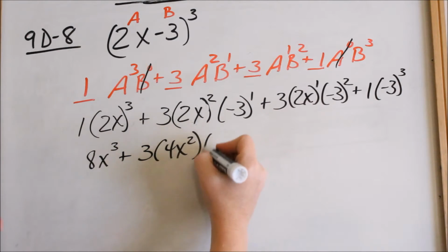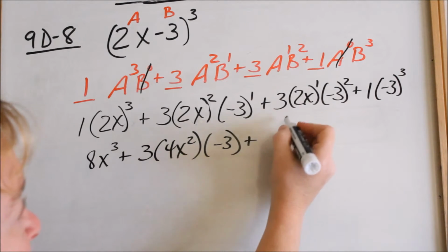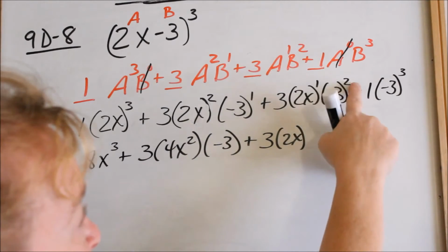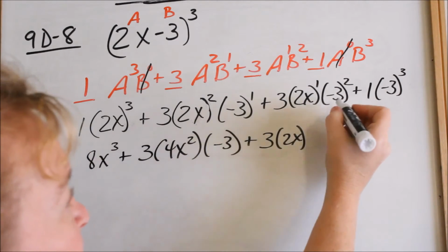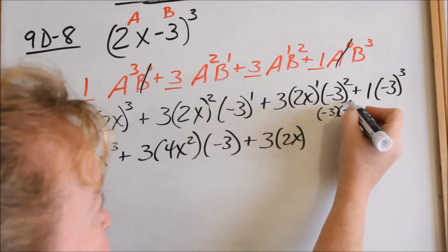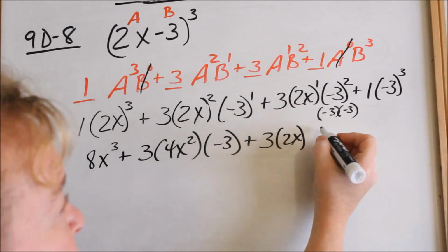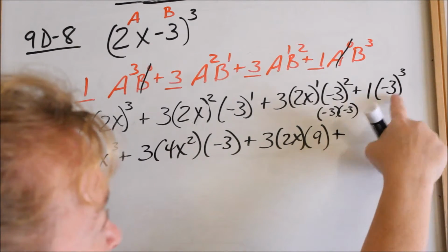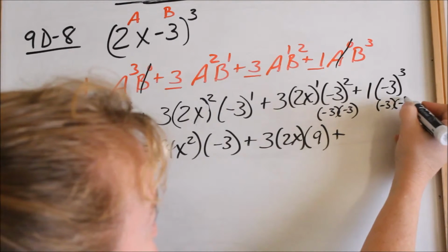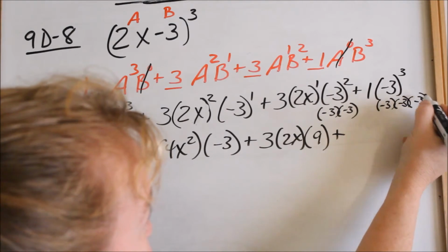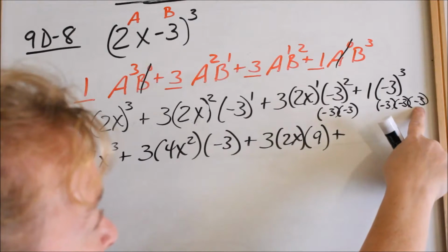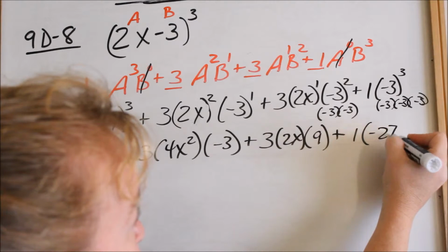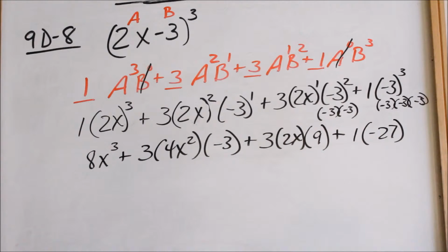Negative 3 to the first is just negative 3, plus 2x to the first is 2x. Negative 3 squared, that means negative 3 times negative 3. Negative 3 times negative 3, keep the negative with the number, which would end up being a positive 9, plus 1 times negative 3 cubed. Negative 3 cubed means negative 3 times negative 3 times negative 3. Negative times a negative times a negative is a negative, and 3 cubed is 27. So that would be 1 times a negative 27. Keep up with your signs.